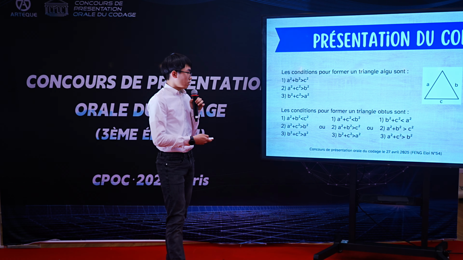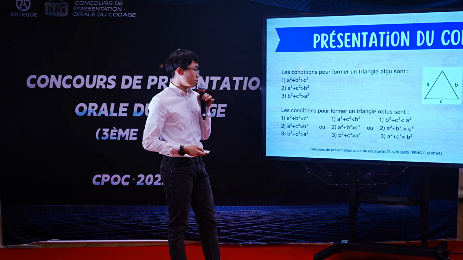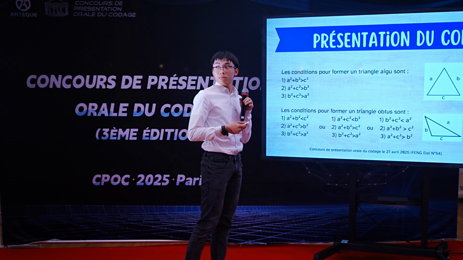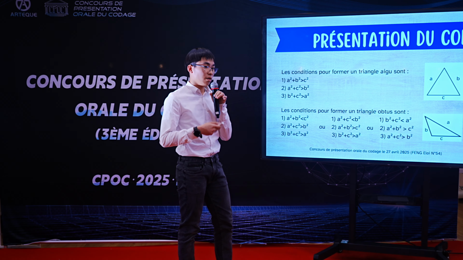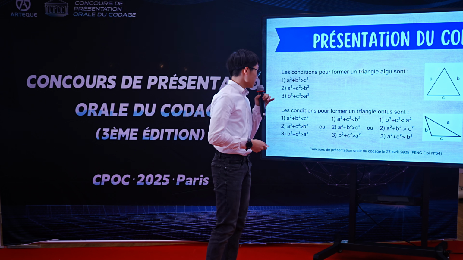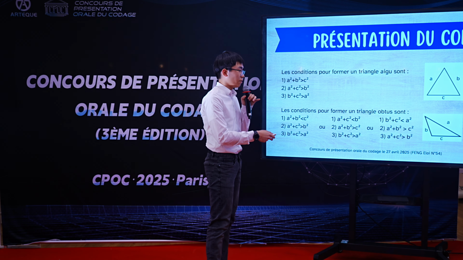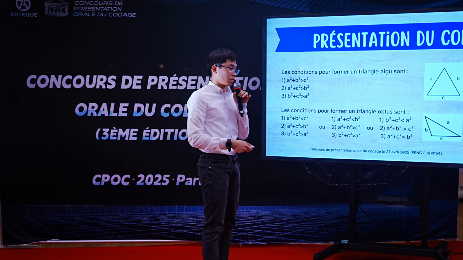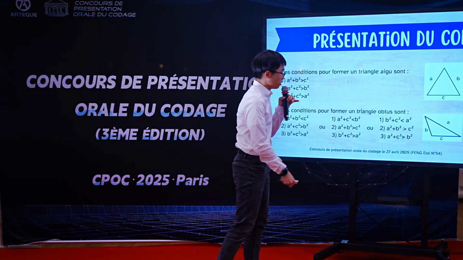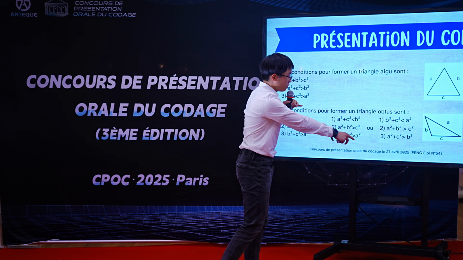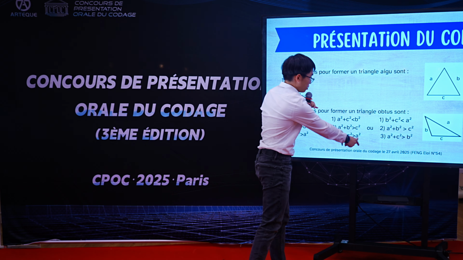So now I will explain why there are 3 different conditions. There are 3 different conditions because the obtuse angle can be on the 3 sides of the triangle. So that means each condition is linked with each side of the triangle. So if the obtuse angle is opposite of the segment A, the condition linked with this case is this one.